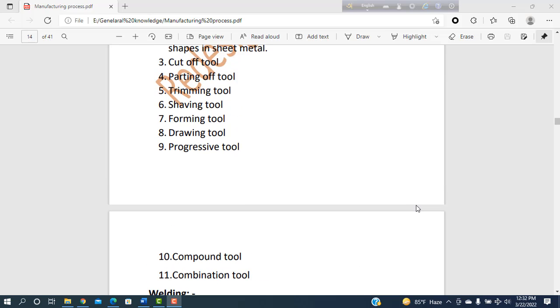I think everybody got it about the sheet metal forming process. I mean, the metal forming process.